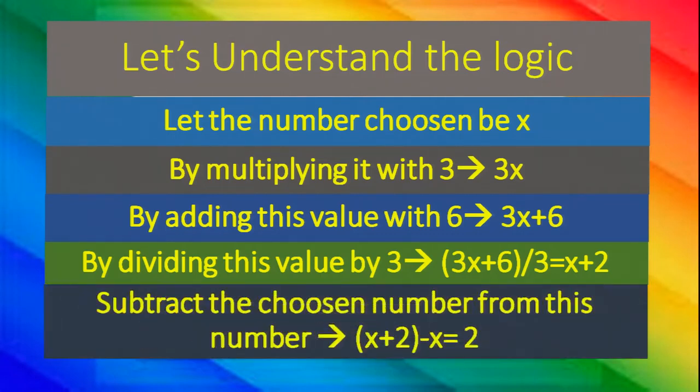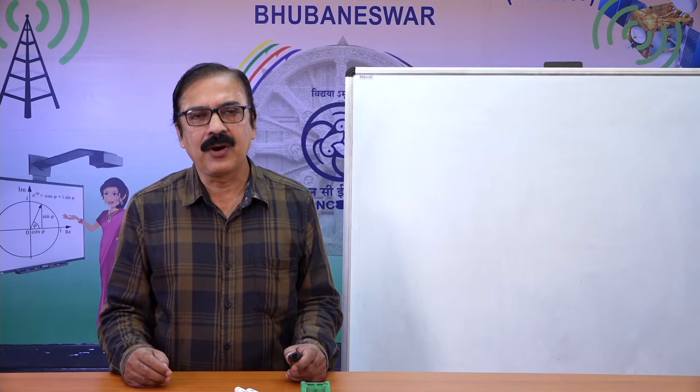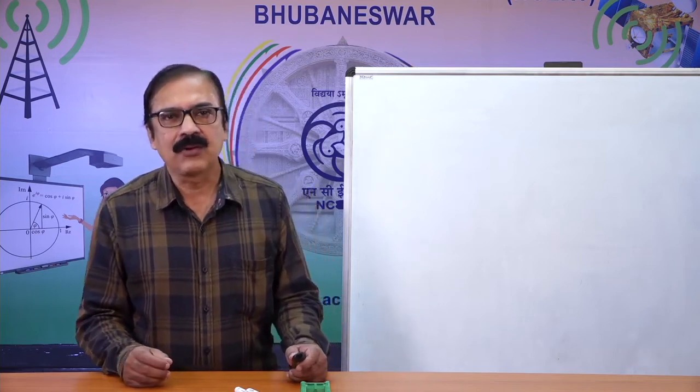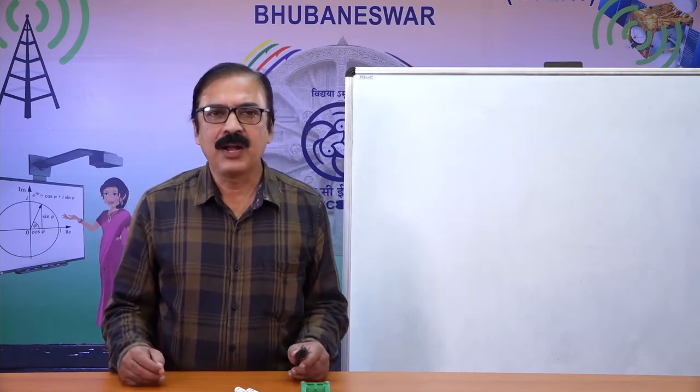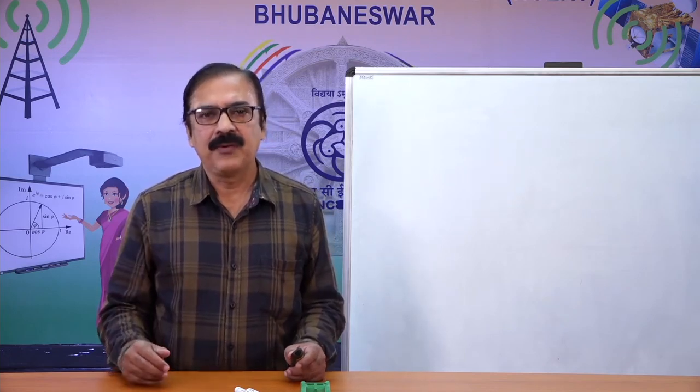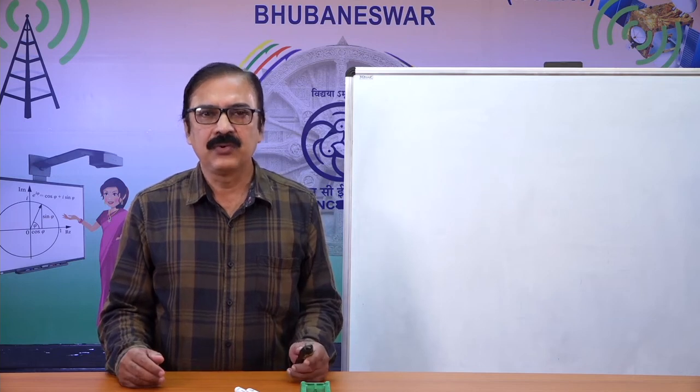Now we have to subtract the chosen number. The chosen number was x, so subtract this x from x plus 2. Then what remains? That is 2. This is not only true for the numbers between 1 to 9. Just for easy calculation, I asked you to choose from 1 to 9. You can choose any number in place of x. The result will be 2.